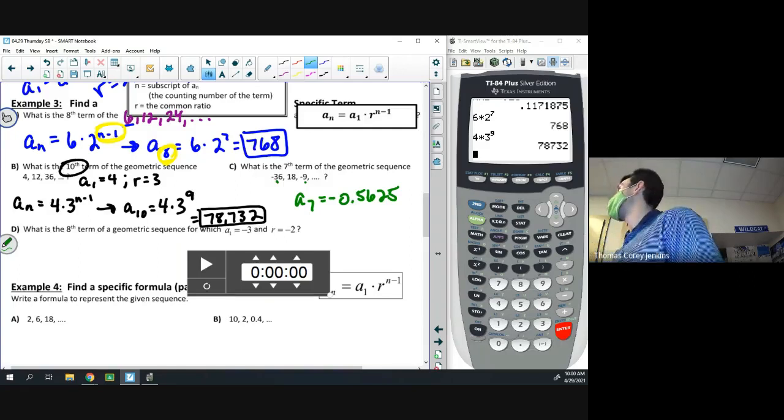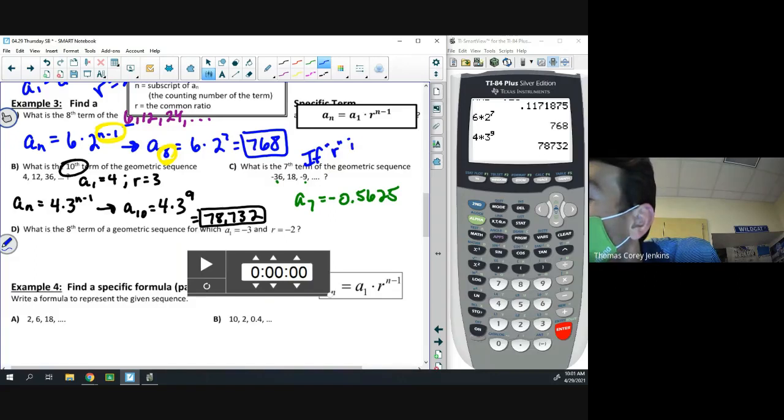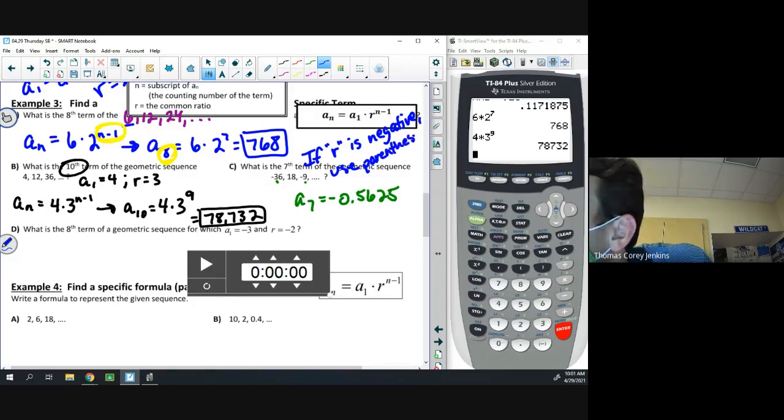But here's how you don't make that mistake. And I would even maybe write this down. If R is negative, use parentheses. And I'm talking about it with your calculator, okay?